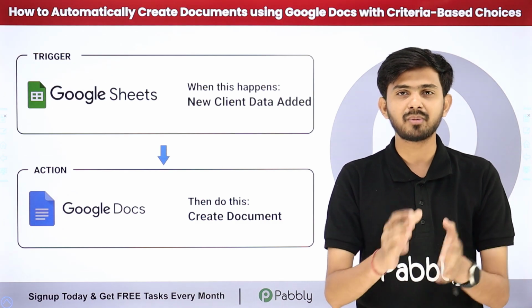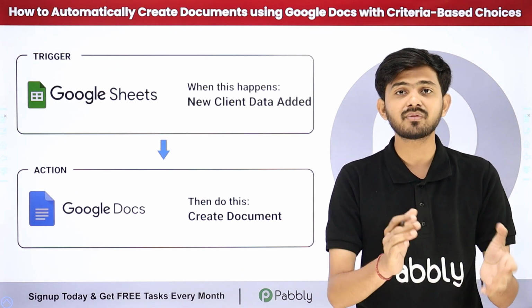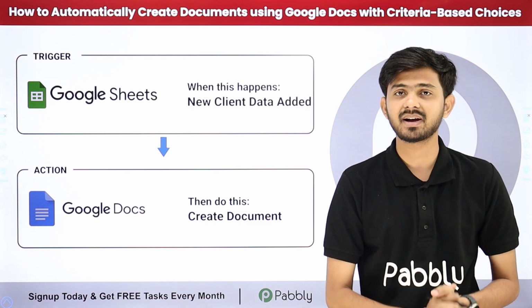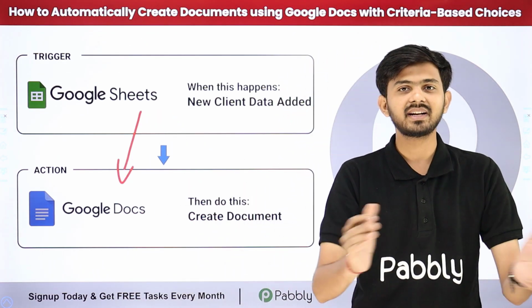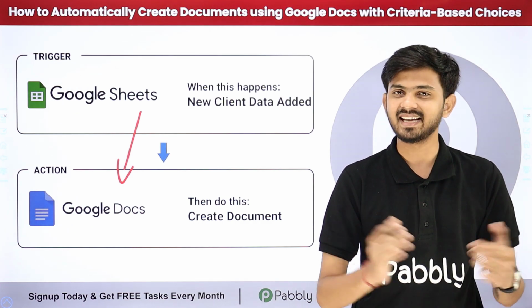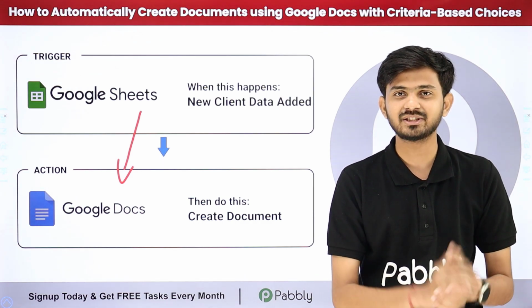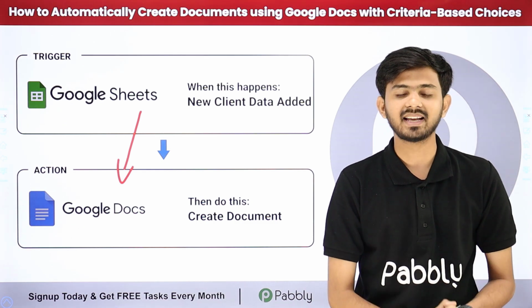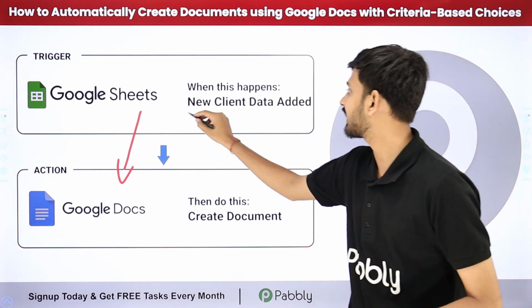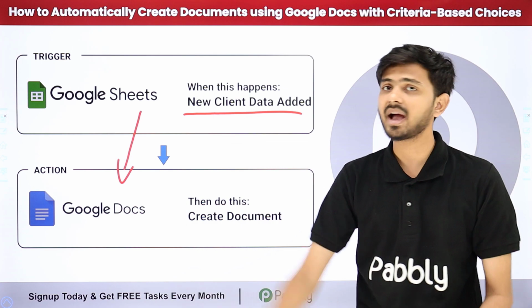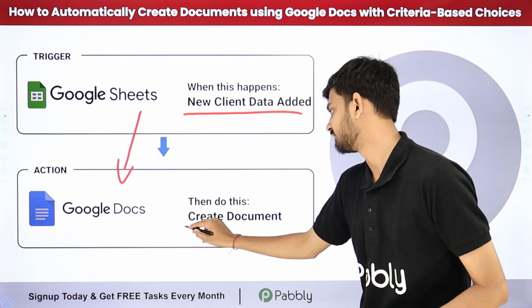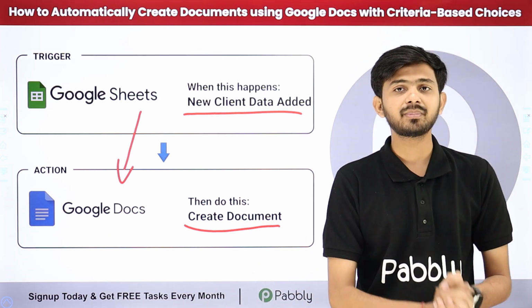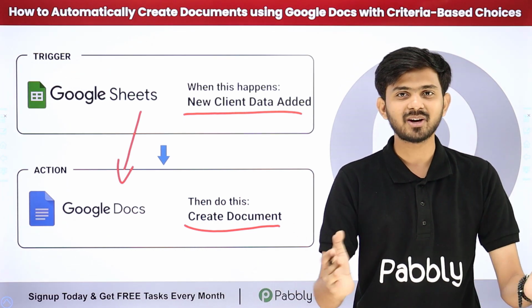So here I'm going to create proposal documents by using Google Docs, and for doing this automatically, I need to set up a connection between Google Sheets and Google Docs. For building this connection, I'm going to use Pabbly Connect, which is an amazing software for automation and integration. With Pabbly Connect, whenever I add new data of my client in my Google Sheet, automatically by using that data, I'm going to create a new document by using Google Docs. So how am I going to build this connection? For that, let me take you to my computer screen.